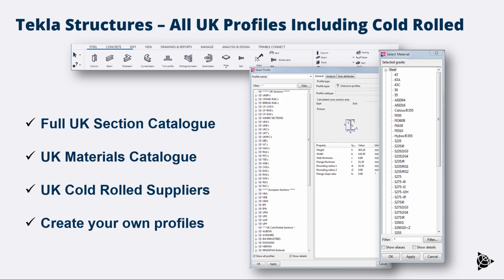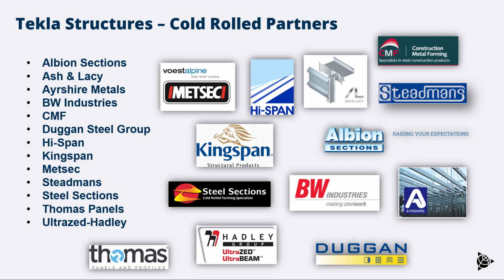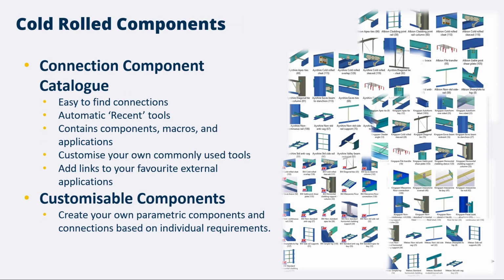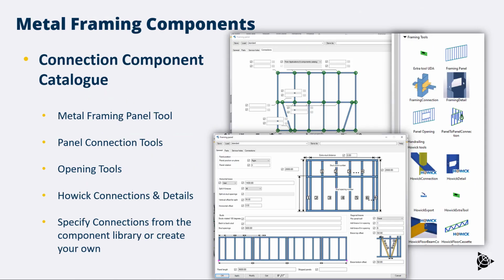So what else is included in the license? Just to recap on what we covered last week, you get all the UK profiles. So that includes cold rolled material grades and the ability to create your own profiles. We work with cold roll partners, 13 in total, and they're all on the system or available from Warehouse. And you also get access to their components, so ancillary items, file transfers, and you also have the ability to create your own components if they are not available on the system.